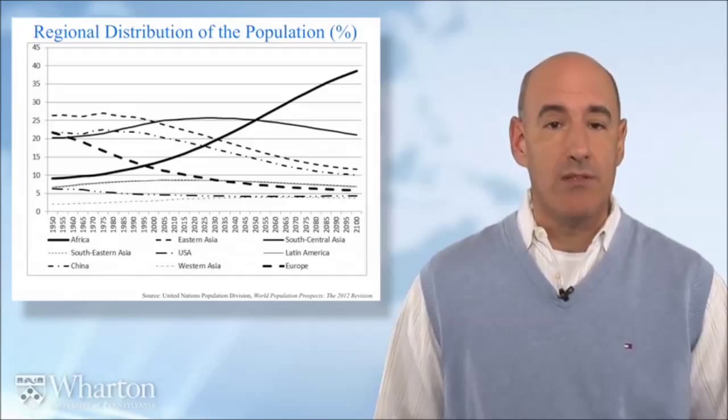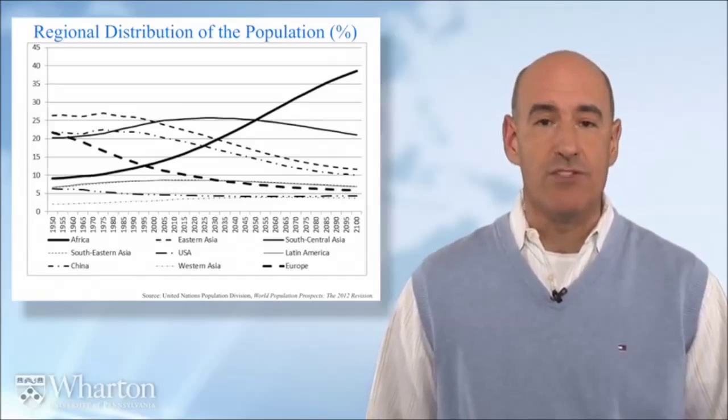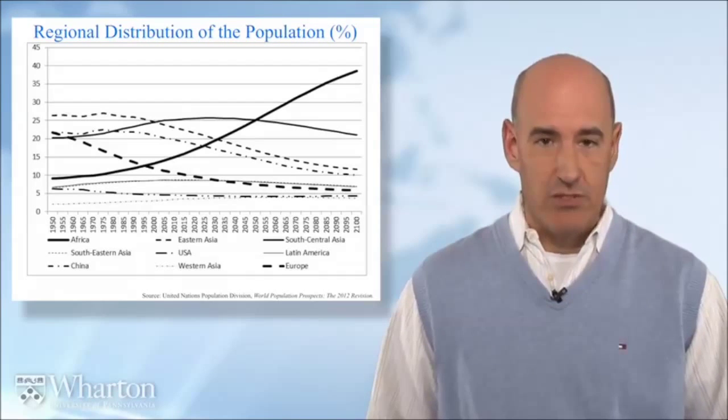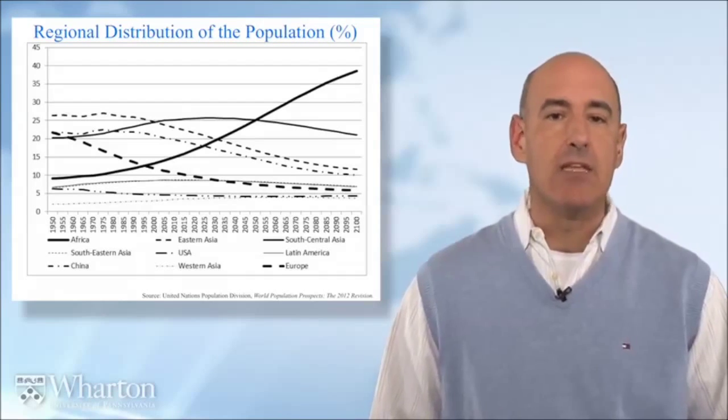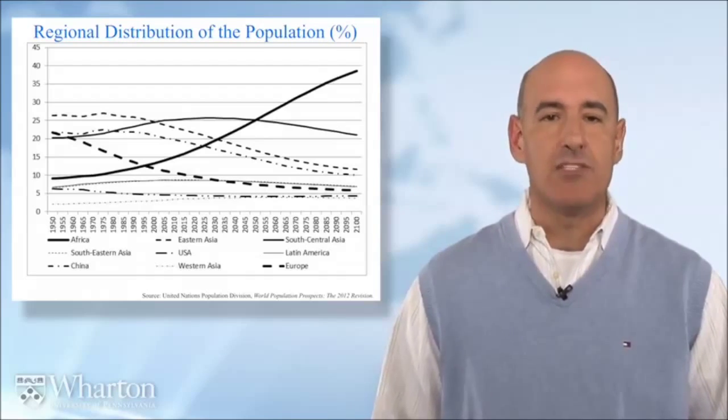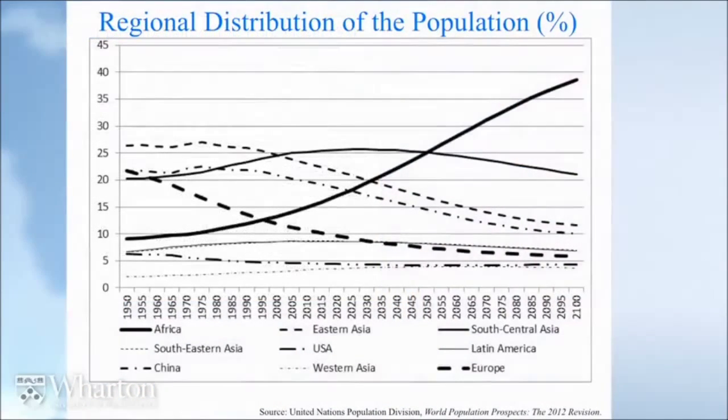And then from the year 2013 all the way to the end of the 21st century, we have projections based on the medium fertility assumption. That's the horizontal axis on this chart. And the vertical axis is the percentage of the world's population that is living in a particular region of the world. So let me just give you a very quick example. What we see on this chart is that about 26% or so of the world's population was living in Eastern Asia as of the year 1950.